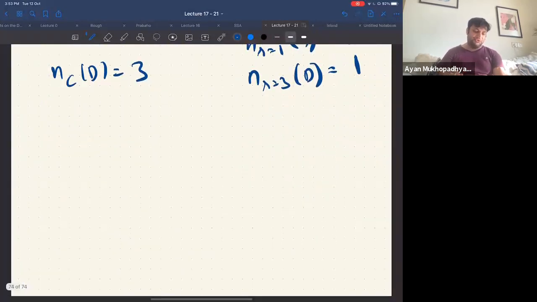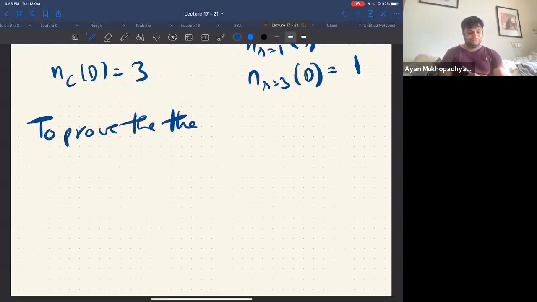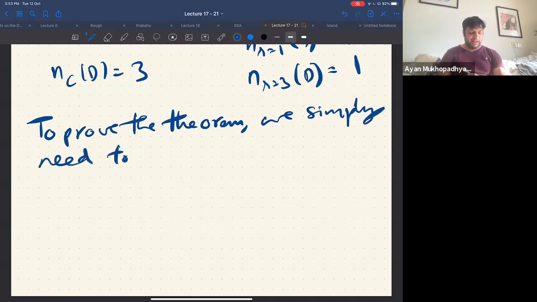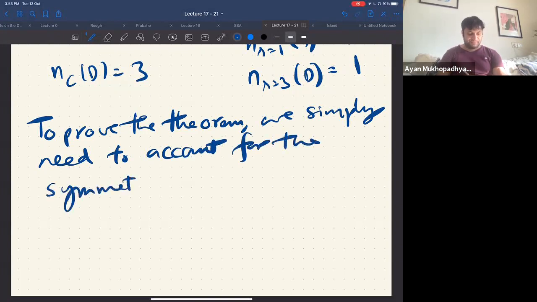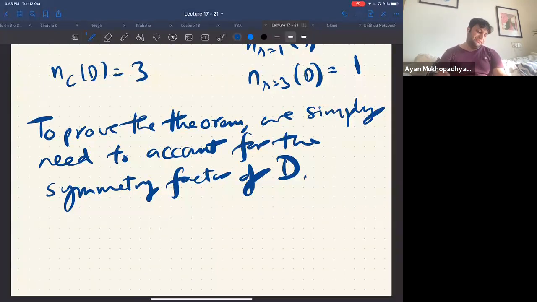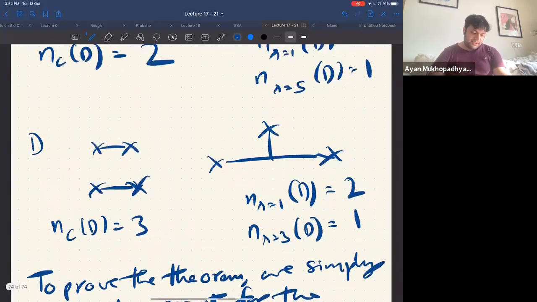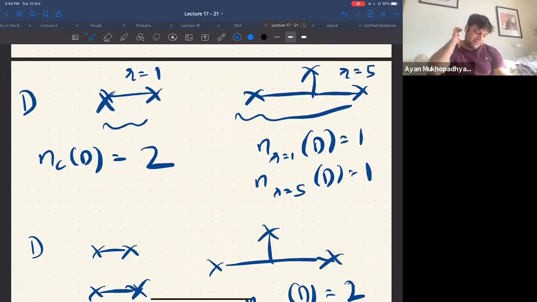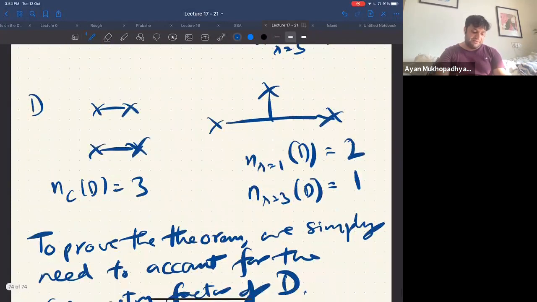So now all that we need to do to prove the theorem is to simply account for what I call the symmetry factor of D, with an arbitrary number of connected components repeated an arbitrary number of times. It's a matter of combinatorics. We have to take into account the symmetry factor. Once we know the symmetry factor, we can show that if I take an exponent, I'll be able to reproduce the correct symmetry factor for this disconnected diagram. So that's the idea of the proof.